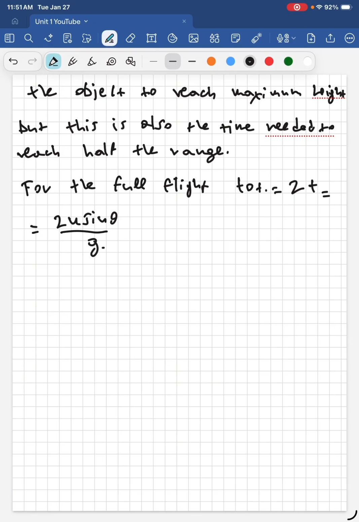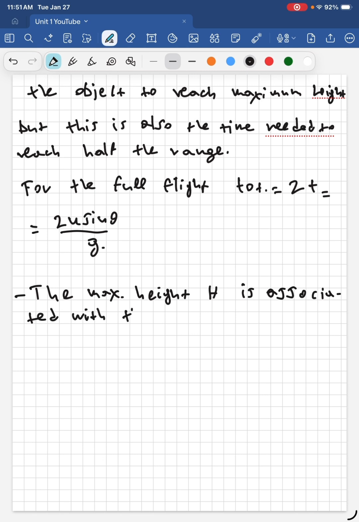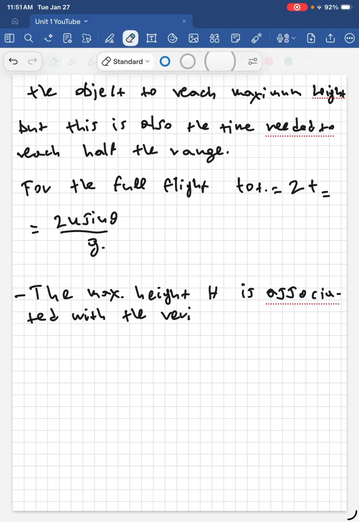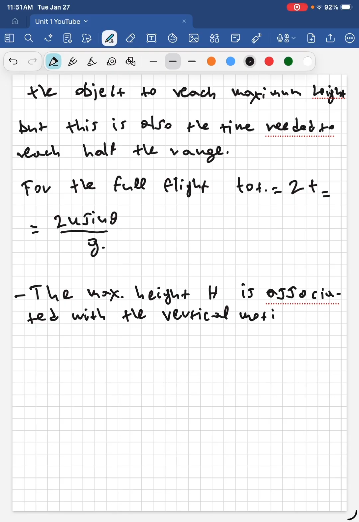Okay, now we said that we were interested in the maximum height. So the maximum height, let me try to fix my handwriting. The max height, h, is associated with the vertical motion.